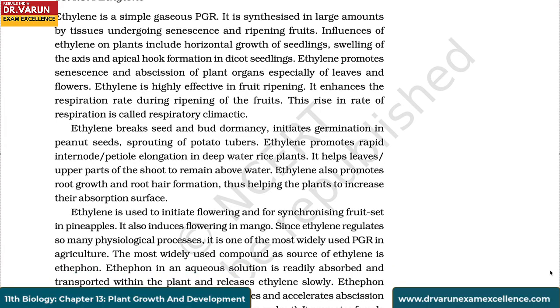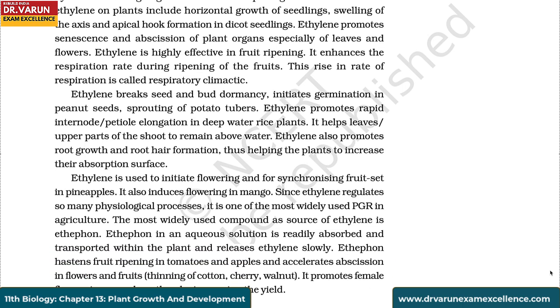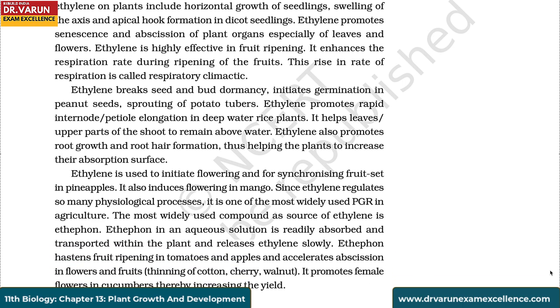Ethylene breaks seed and bud dormancy, initiates germination in peanut seeds, and sprouting of potato tubers. Ethylene promotes rapid internode or petiole elongation in deep water rice plants. It helps leaves or upper parts of the shoot to remain above water. Ethylene also promotes root growth and root hair formation, thus helping the plants to increase their absorption surface.